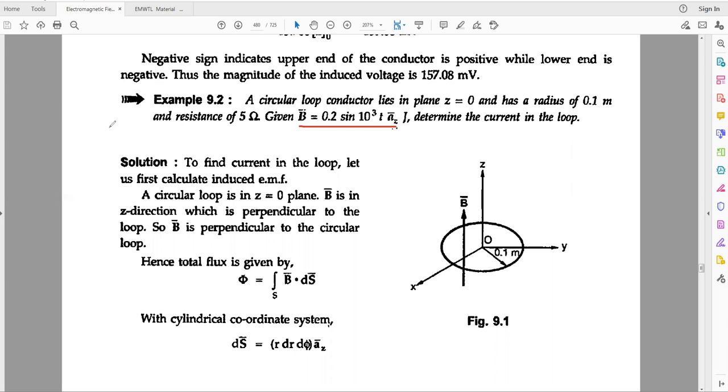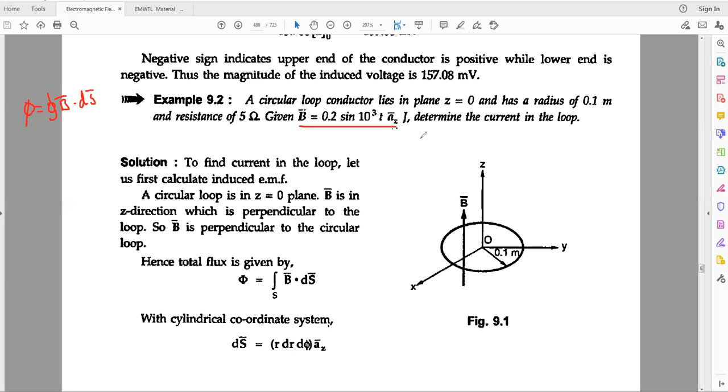So what is the formula to find the current in a loop? Let us first calculate the induced EMF. The circular loop is in the Z equal to 0 plane. B bar is in the Z direction, which is perpendicular to the loop. So B bar is perpendicular to the circular loop. The total flux is given by phi is equal to integral B bar dot ds bar.